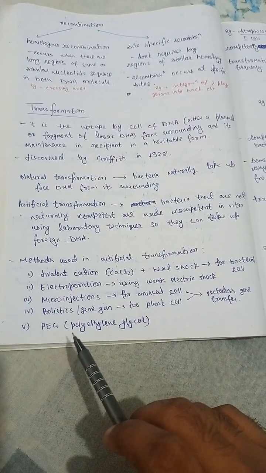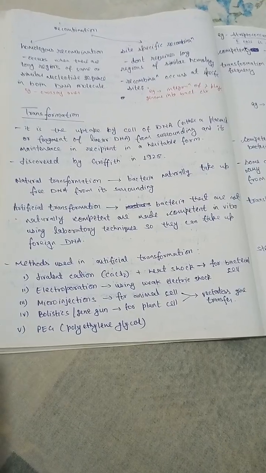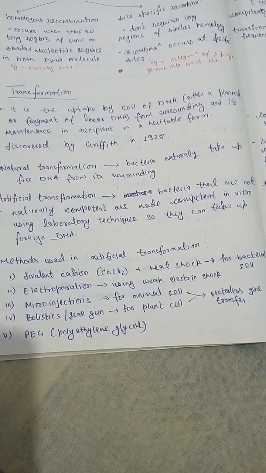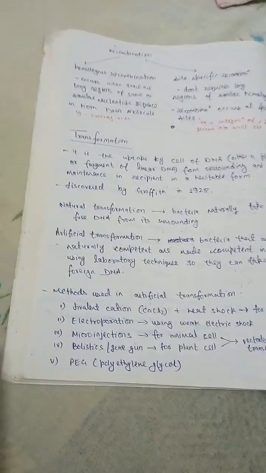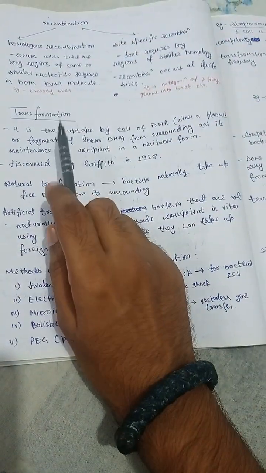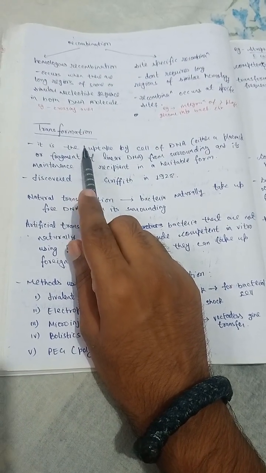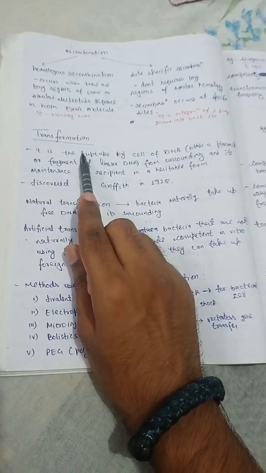So hello everyone, we will study transformation today. So what is transformation? Transformation is basically a type of genetic recombination. It occurs in prokaryotic cells such as bacterial cells and archaeal cells.